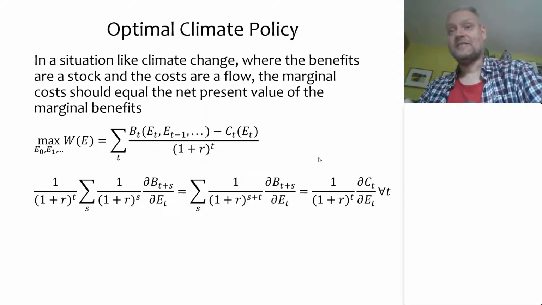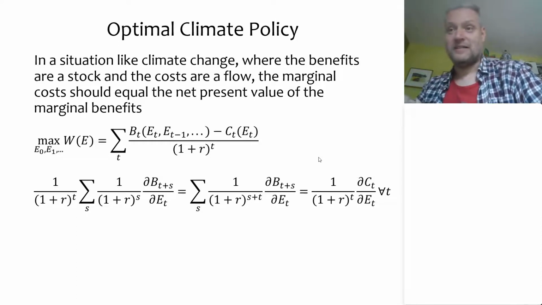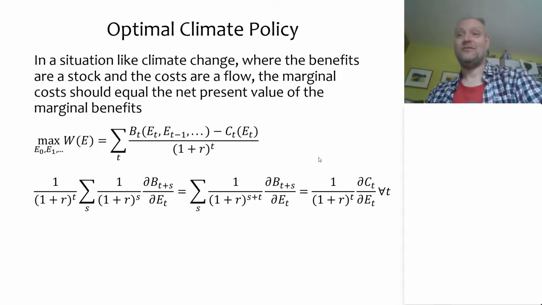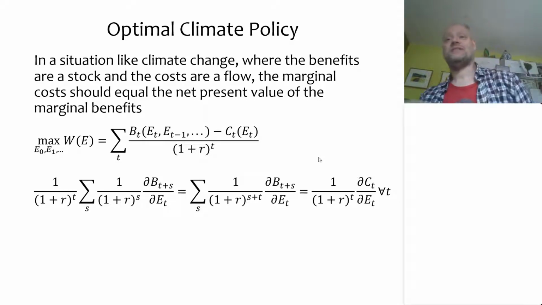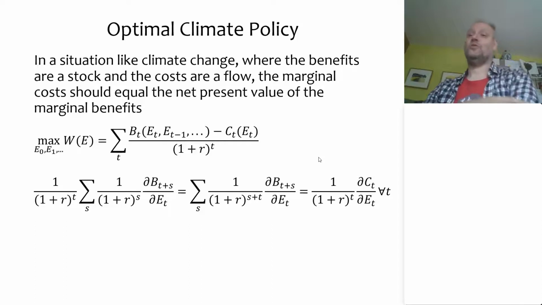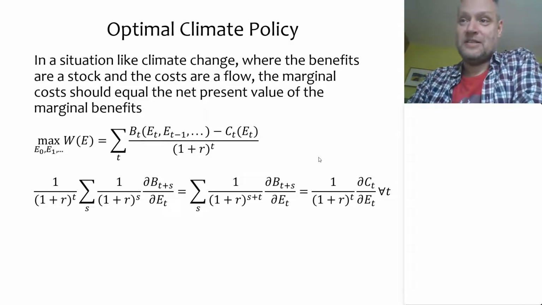So that is the right hand side of the first order condition, and the marginal costs at time t should equal the marginal benefits of time t, and that is a sum of how much your emissions at time t affect climate change, and the impacts of climate change at time t, but also at time t plus 1, and also at time t plus 2, and also at time t plus s, right? And it's the sum over all those things, of course, discounted to period t. So the discount factor there is 1 over 1 plus r to the power s plus t.